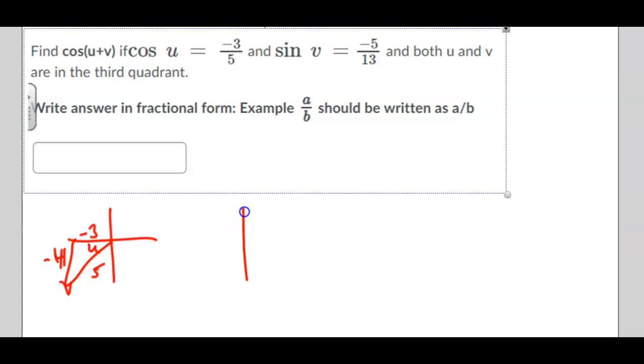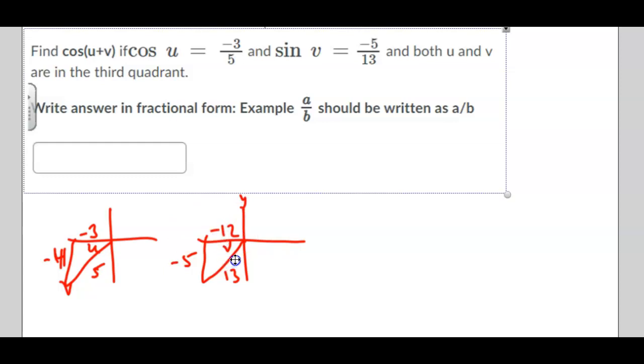And then the other one, we have v. Sine of v is negative 5 over 13, because it's going down. 13 squared is 169, 169 minus 25 is 144, so this is going to be negative 12. Why negative 12? Because see the y-axis? I'm on the left side of the y-axis, so this is negative.